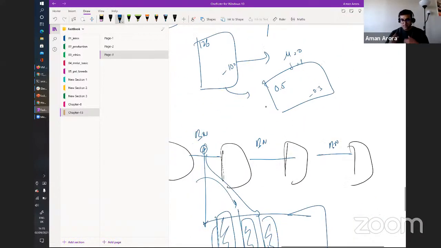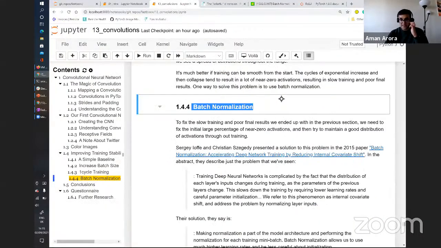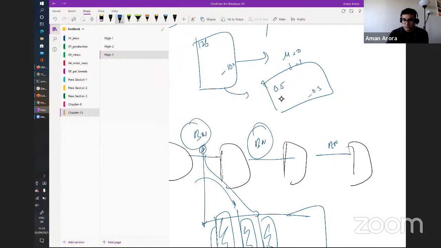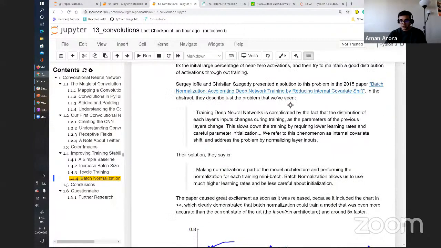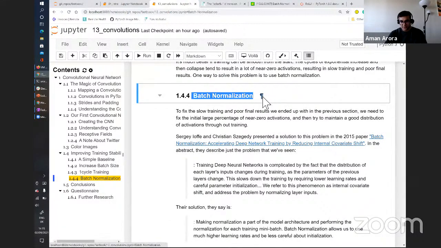But what the authors of batch normalization said is, instead of just normalizing the input images before feeding them to the network, why don't we apply batch normalization at every point after getting my output from the layers? What this does is make sure that my activations have a mean 0 and standard deviation of 1 as they propagate through the network. And that makes training a lot easier. So I will only touch that much when I talk about batch normalization.